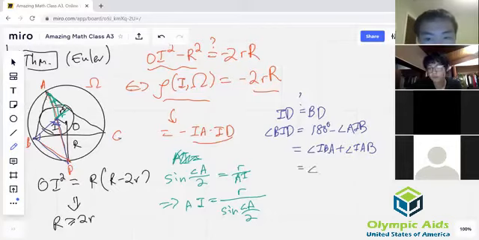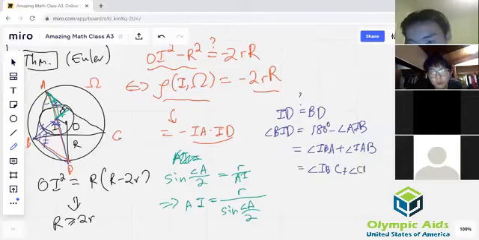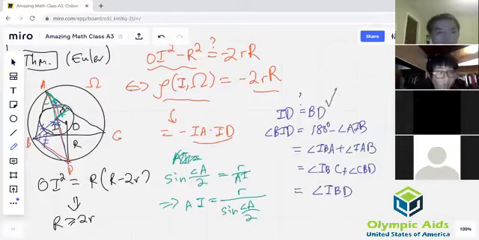This is equal to angle IBA moves to angle IBC because this is an angle bisector. Angle IAB moves to this angle, and then by fact 1.2, it moves down to this angle. So it equals angle CBD. And then this is equal to angle IBD. So this thing is true because BID is an isosceles triangle.